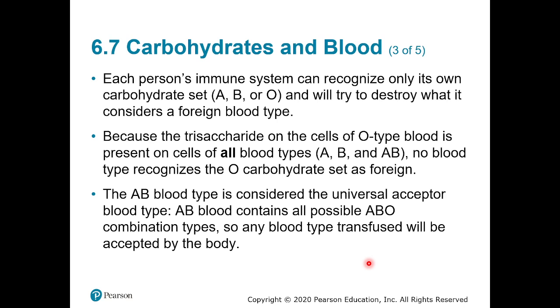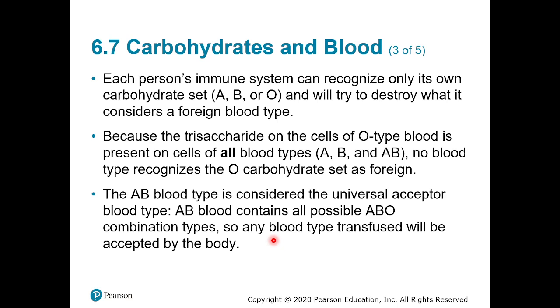Okay, so each person's immune system, of course, is going to recognize only its normal carbohydrate set, ABO. It's going to destroy what it considers foreign blood types that are not ABO and attack those. It's going to see those as enemies. So because of the trisaccharide on your O type, this is going to be present on all blood types, and so no blood type actually recognizes the O carbohydrate set as foreign, and that ends up being a universal donor, of course, so that you can give to anybody.